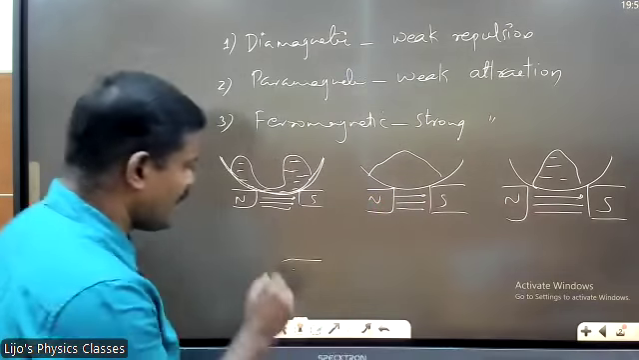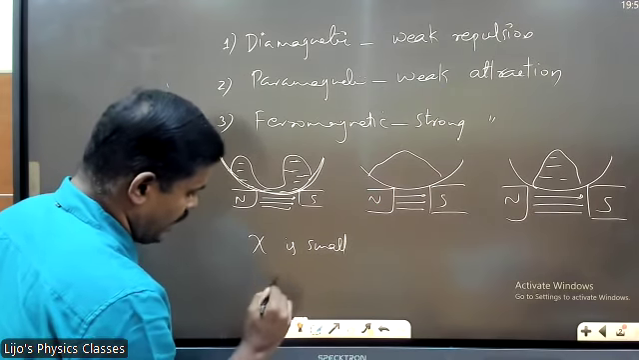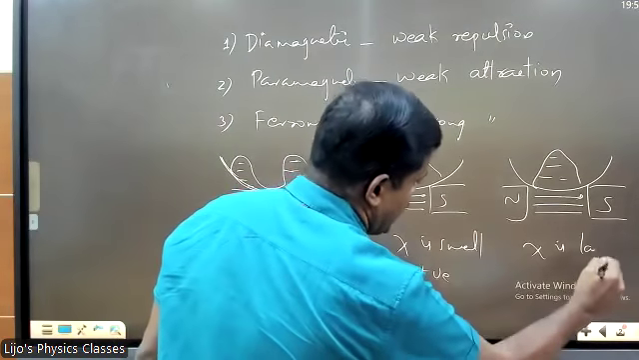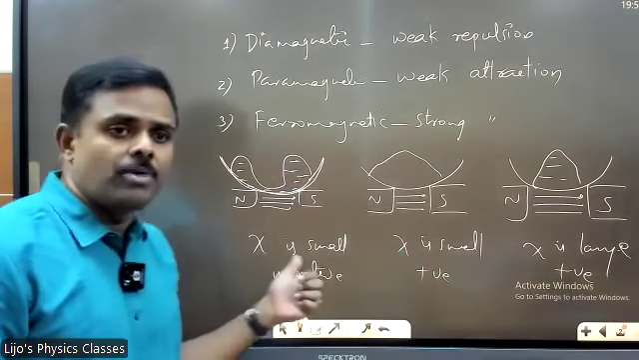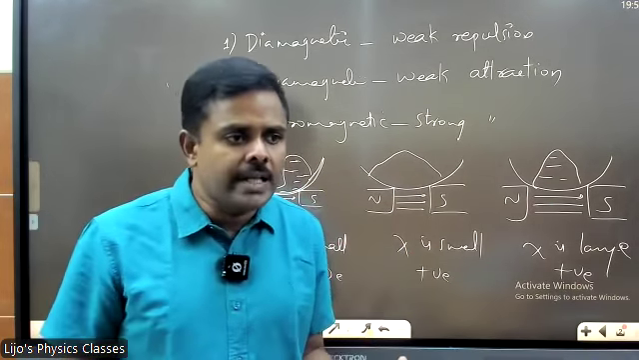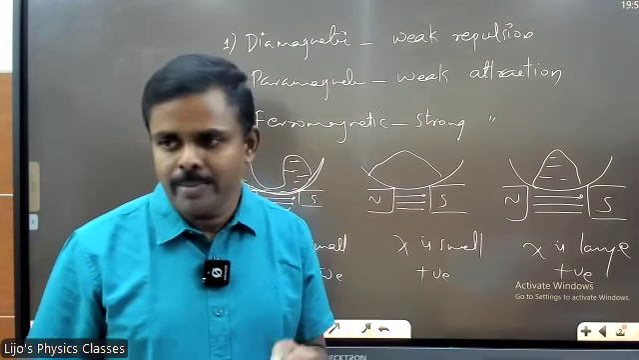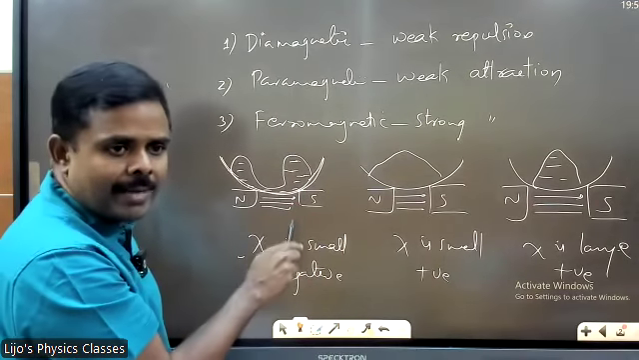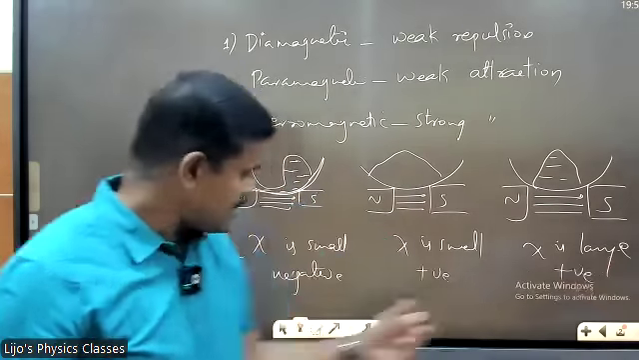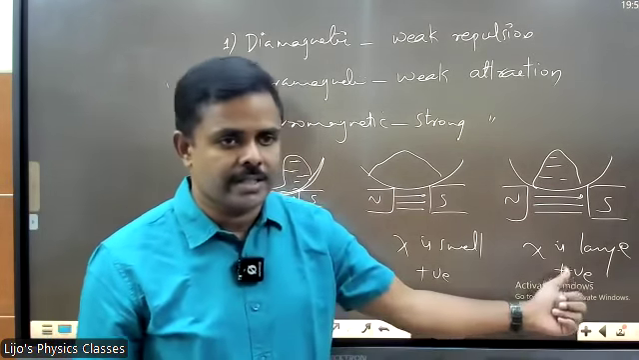So weak repulsion, weak attraction, strong attraction. Got it. And it is clear from the fact that, this is the most repeated question here: chi is small, negative. Here, chi is small, positive. Here, chi is large, positive. That makes sense, right? Why small? I said weak repulsion. Chi in fact tells you how easily a substance can be magnetized. Chi less means weak magnetization. Chi more means strong magnetization. Chi is small because diamagnetic has weak magnetization. Para is also weak magnetization. Ferro is strong magnetization. Now, why is this negative? I said repulsion. Diamagnetic repulsion, negative. Paramagnetic attraction, positive. Ferromagnetic also attraction, positive. Got it.